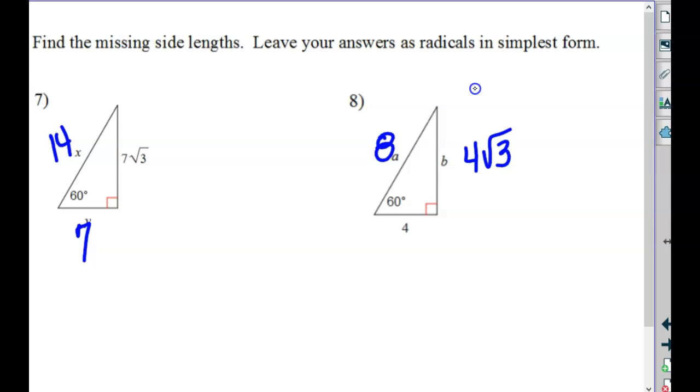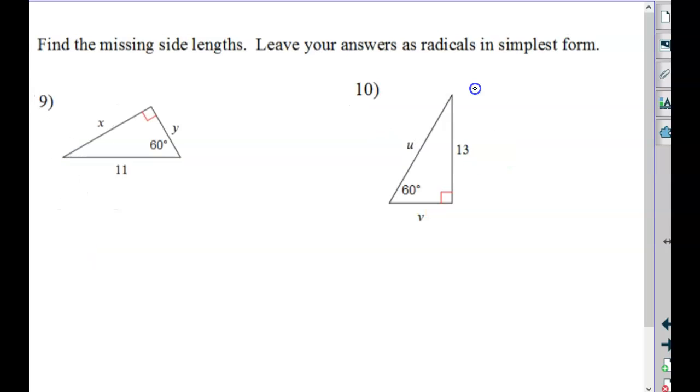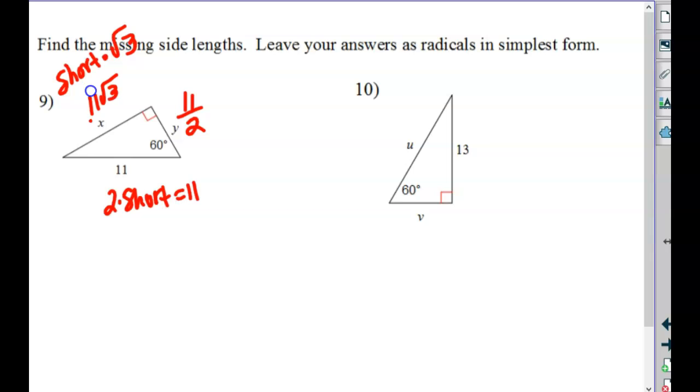This is on the quiz. It's very important. Okay, now it's getting a little messy because the hypotenuse cut in half is going where? This is 2 times the short leg. So 11 over 2 goes up here for the short leg. And once I know the short leg, what do I do for here? Multiply by square root of 3, so I get 11 square roots of 3 over 2.